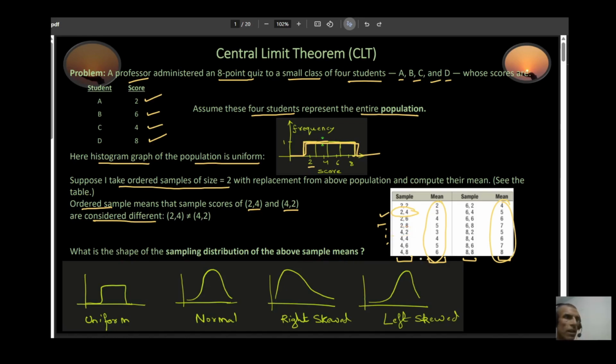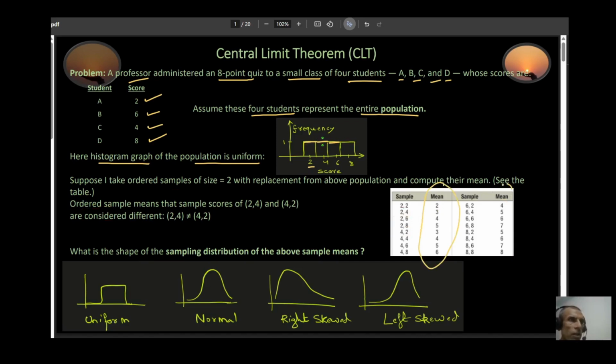Okay, the question is this: what is the shape of the sampling distribution of the above sample means? In other words, if you look at these numbers right here and write them down, how does the distribution of these numbers look? Is it uniform? Is it going to be normal? Is it going to be right skewed or left skewed? This session is about answering these types of questions. This is the central limit theorem. By the way, the answer for this is going to be a normal distribution.